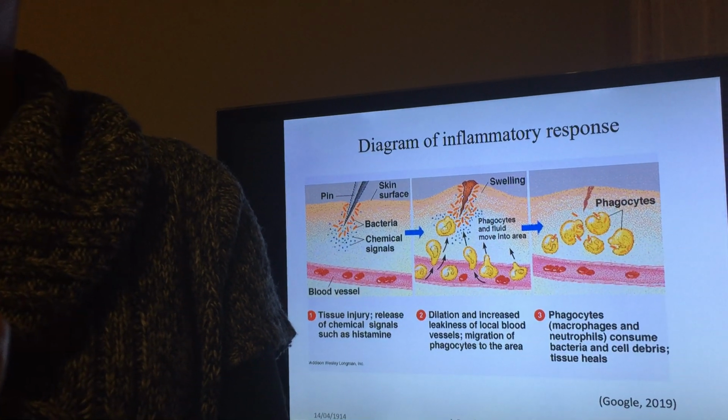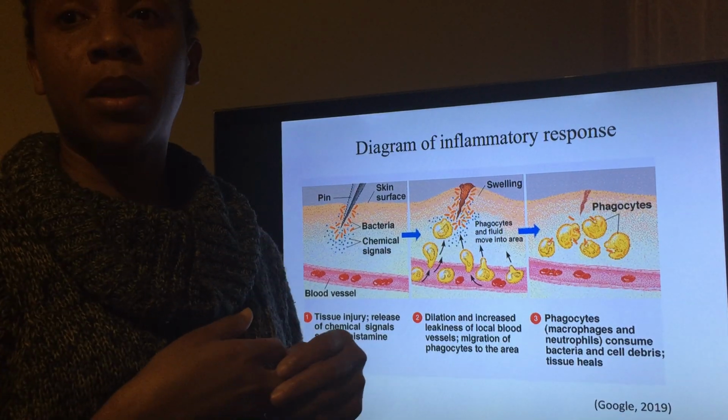Here also is a diagram of the inflammatory response.